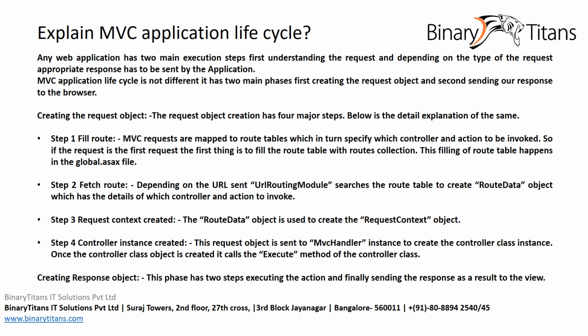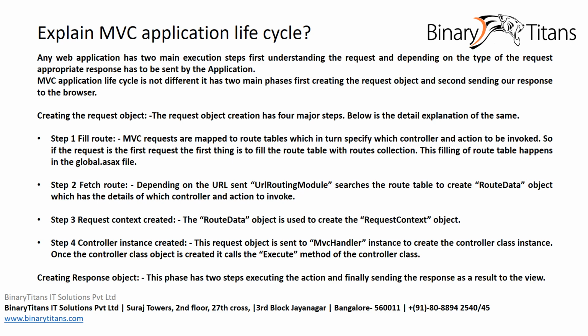All right, so if you look at any web application, it has got two functions to do. One is basically get the request from the user and give a response back to the user based on the request. So the MVC also does the same thing, which means it has to basically create two objects. One is a request object, another one is a response object. So let's get into the request object.